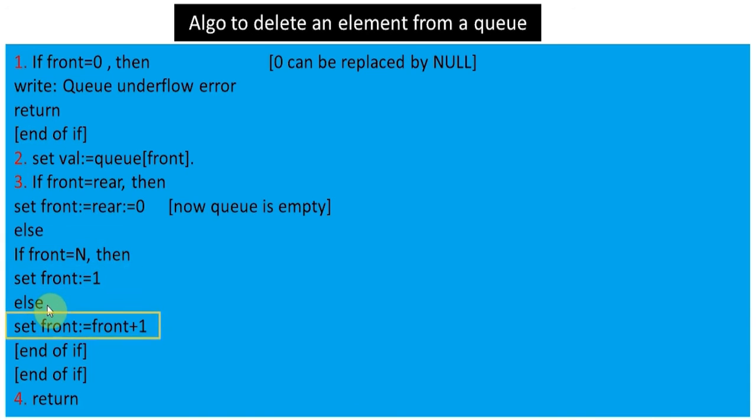And else means this is a normal case, where neither the value of front is equal to rear nor the value of front is equal to n. That means it is a normal case, and the value of front is anywhere in the middle of the queue. So we would simply be incrementing the value of front by 1, and after that the control will return to the calling algorithm.